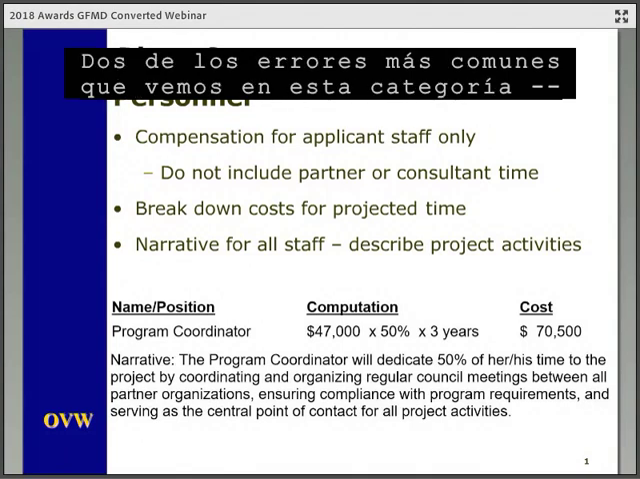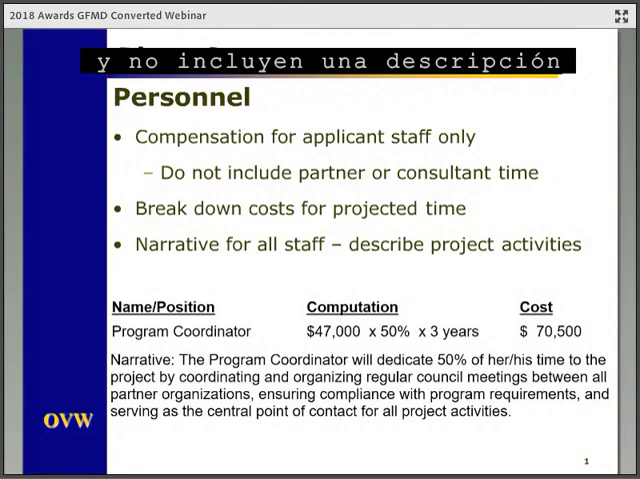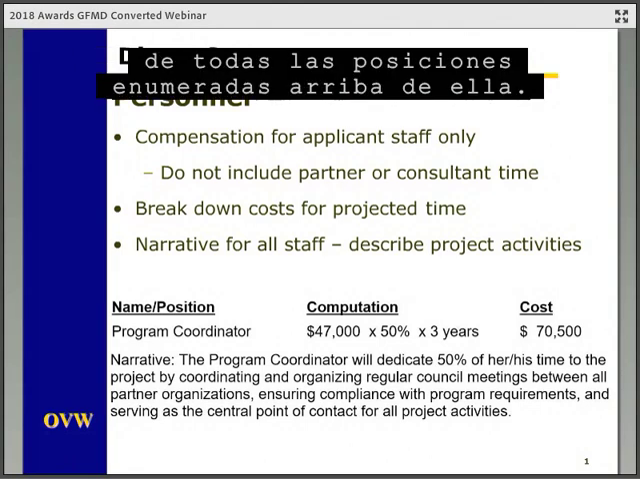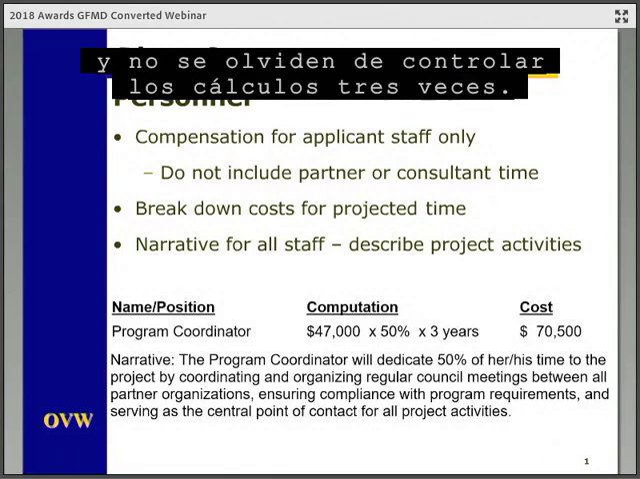Two of the most common mistakes we see in this category are that the applicants do not include a full breakdown of the cost, and they do not include a narrative for all of the positions listed above it. So make sure that everyone is included, and don't forget to triple check those calculations.